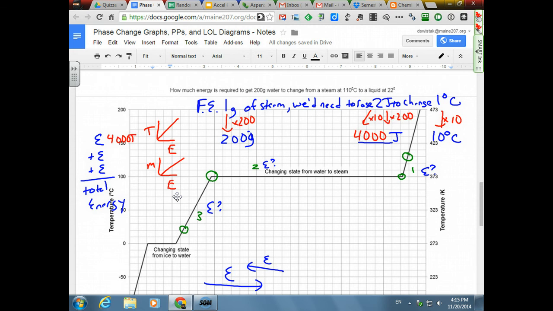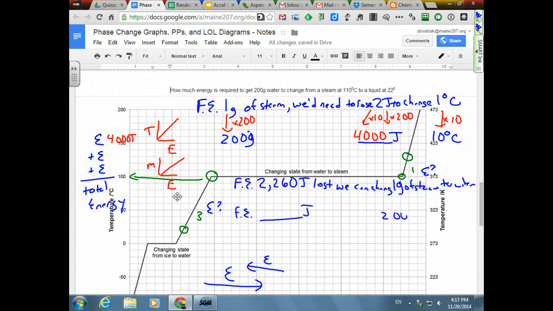And then our second one down over here is going to be, now I've got to get it from here to here. And so I know from this one, for every 2,260 joules lost, we can change 1 gram of steam to water. Okay, and I don't want to change just 1 gram, I want to change 200 grams. So that's times 200.